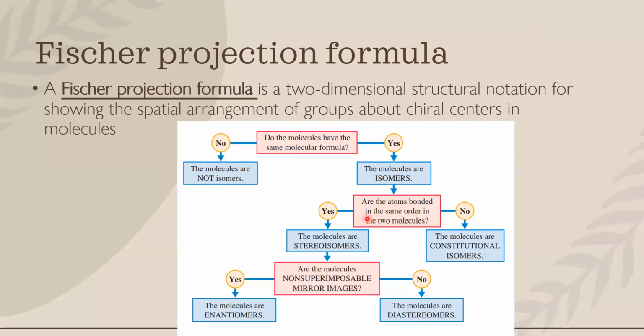Next, are the atoms bonded in the same order in the two molecules? If yes, these are considered stereoisomers. If they are not bonded in the same order, these molecules are constitutional isomers. Now, are the molecules non-superimposable mirror images? Yes, these are enantiomers. And if they are not superimposable, meaning they are not identical, these are the molecules that are diastereomers.